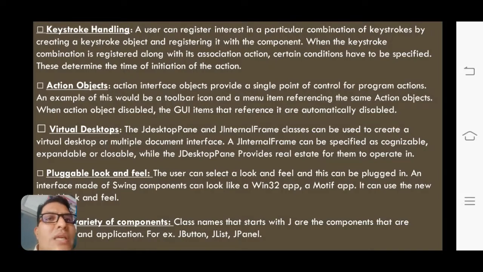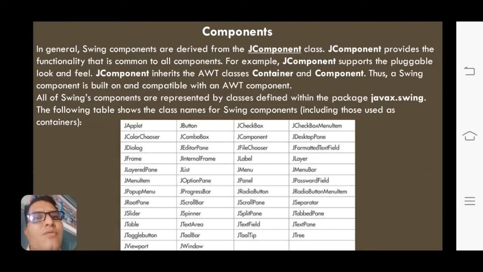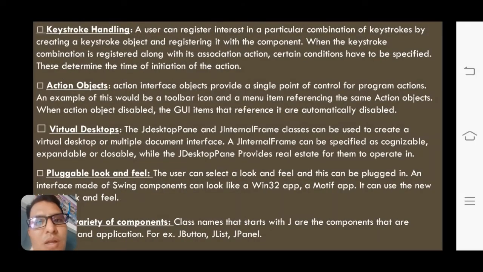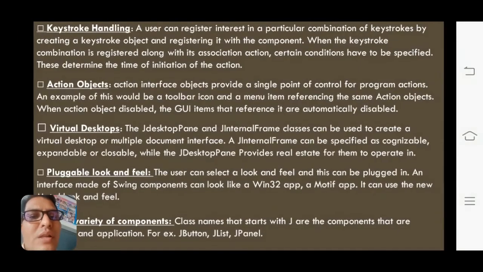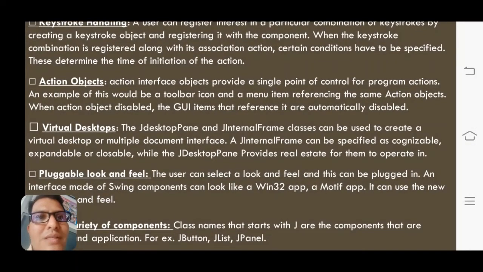Got it? When the keystroke combination is registered along with its associated action, certain conditions have to be specified. When the keystroke happens, you have to specify what has to take place. If I double click, what has to take place? If I swipe back, what has to be done, right? Got it? Now I have double tapped, it has moved two slides ahead, right? If I zoom in, it will be zoomed. If I zoom out, it will zoom out. All these are keystrokes, and these are the conditions we have to specify.